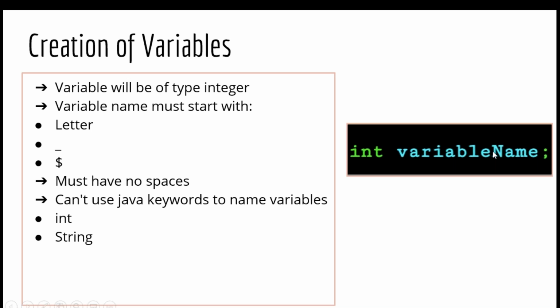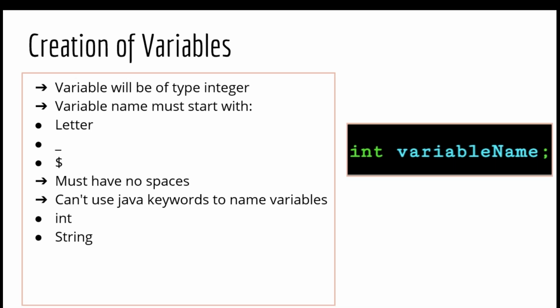In order to differentiate between words, because we know that variable and name are two separate words, I've made this a capital N, and that's something called camel case. Basically, that's when you have more than one word but you can't put any spaces. The first letter is lowercase, and then the first letter of each following word is uppercase, as you can see over here.